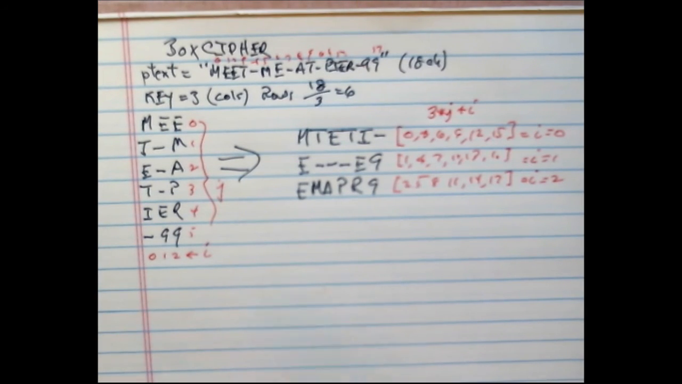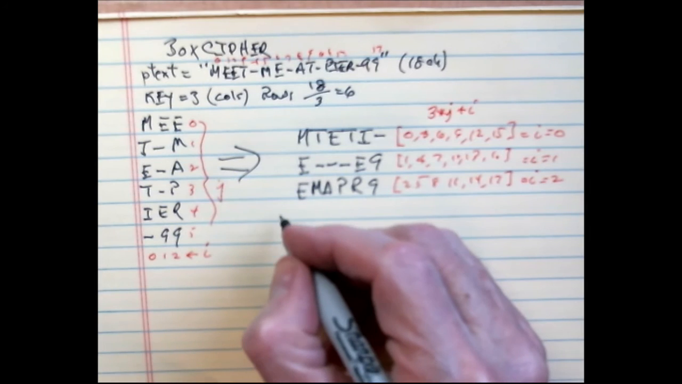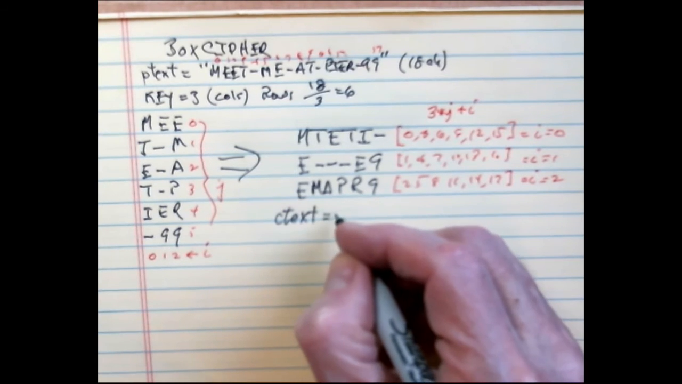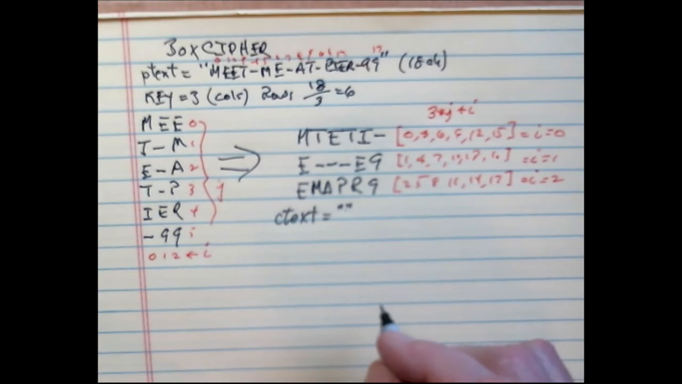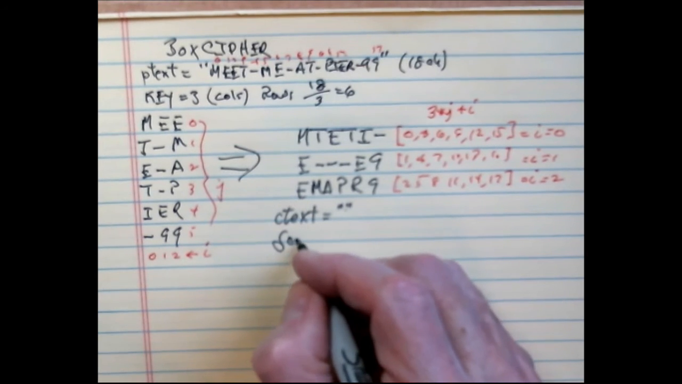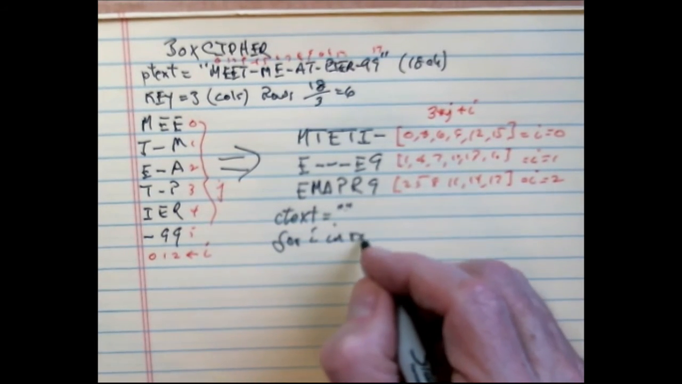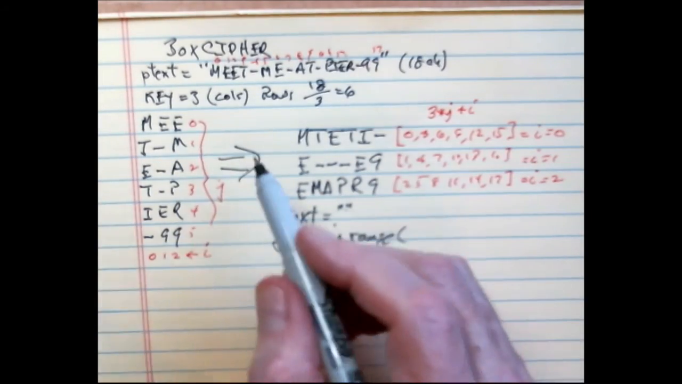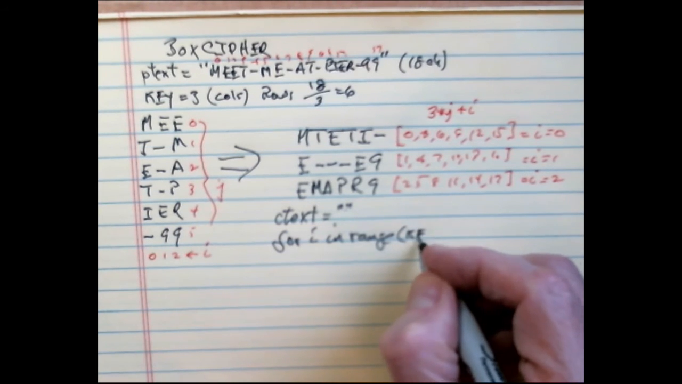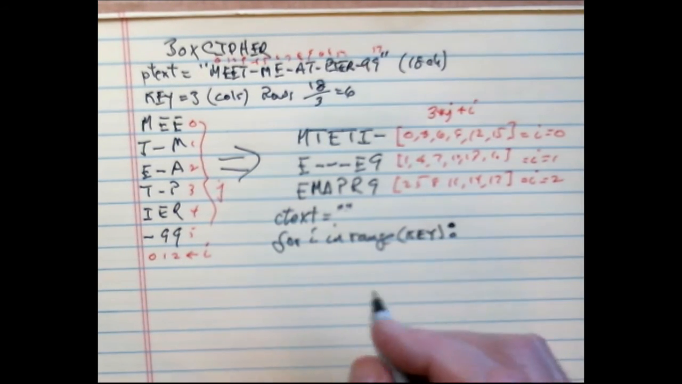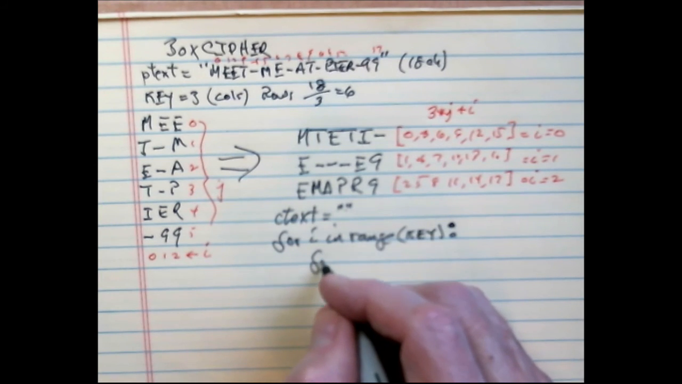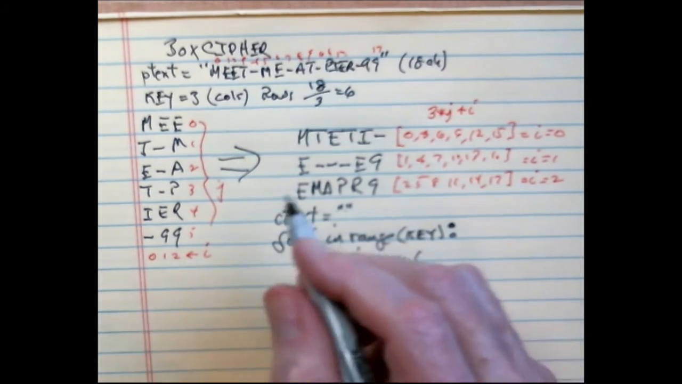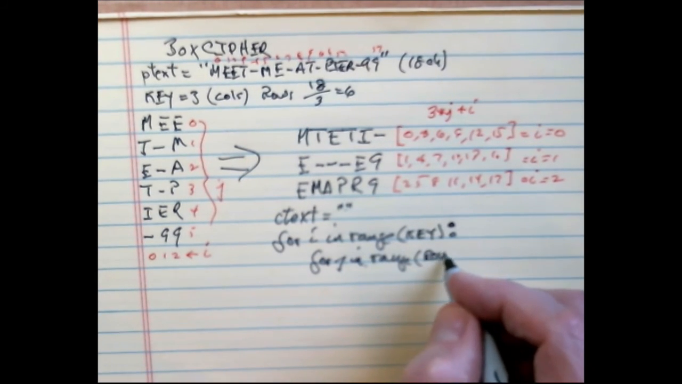So let's design it, and we'll call this ciphertext, C-T-E-X-T, and we're going to set this up to equal a blank list. And then we're going to do for I in range 3. We want to do the columns, and this is key. Don't forget your colon. And then we do another loop right inside it: for J in range number of rows, so we'll just call it rows.